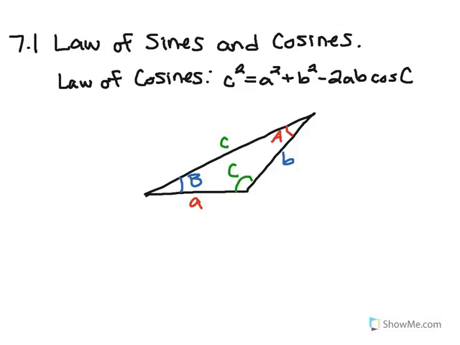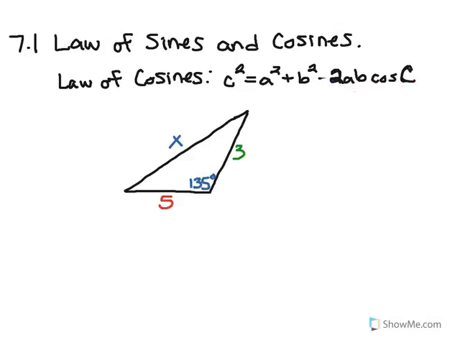And it does kind of look like the Pythagorean theorem, particularly the first three terms, c squared equals a squared plus b squared. That in itself is the Pythagorean theorem. What this last piece does right here is takes away the part that would make up that right triangle. Okay? So let's take a look at an example and see how we can use this.